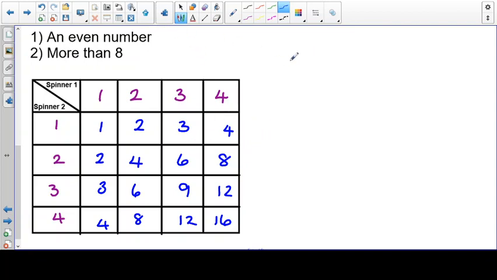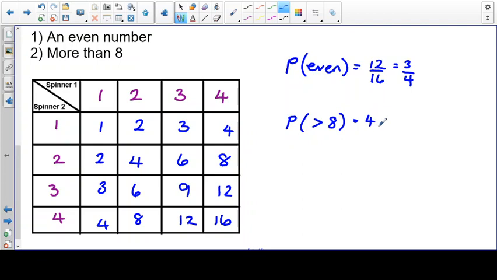Now we want the probability of it being an even number. Well, there's 1, 2, 3, 4 odd numbers and the rest are even, which means there must be 12/16 or 3/4. The probability of getting more than 8, so that doesn't include 8. So you can just see that there are those 4 values. So the probability of getting a number greater than 8 is 4/16 or 1/4.